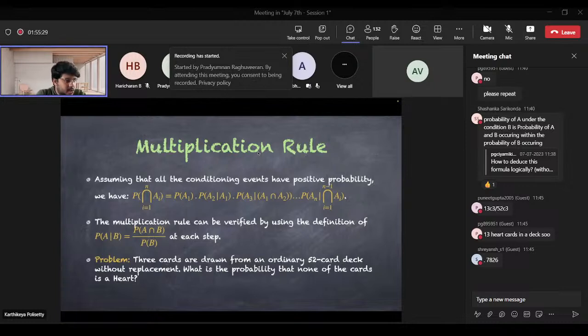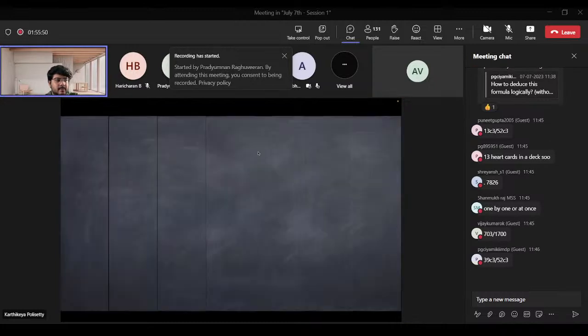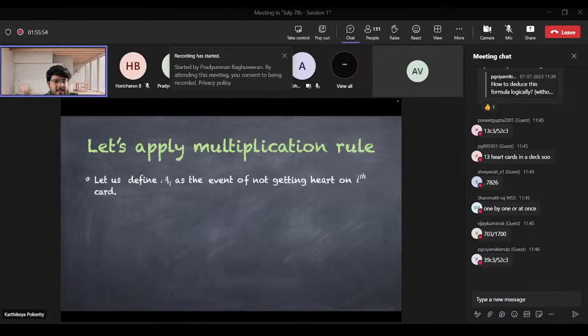13C3 upon 52C3, 13 heart cards in a deck. So I have asked that none of the cards is a heart. So we'll see. Let's apply multiplication.